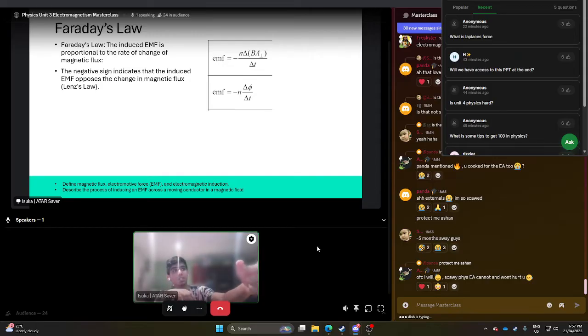So that's what you see here as well. When you increase that magnetic flux, which is the top part, the numerator of that formula, it induces that EMF there. All right. Okay. So let me know if you guys have any questions as well.